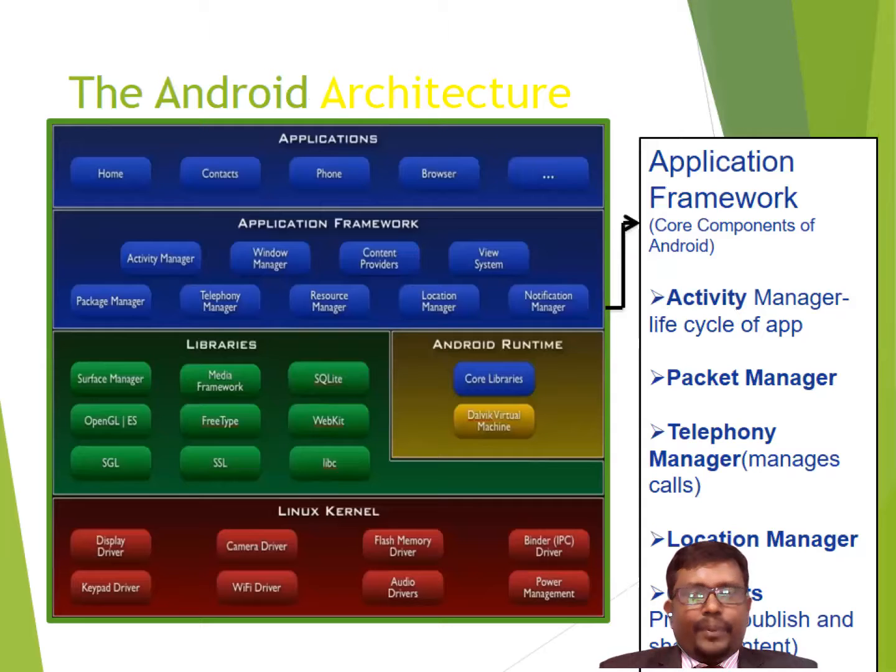Then the next layer is the application framework, right? This application framework, in turn, gives the predefined operations, that is the predefined libraries which are connected with the native libraries, right? So the activities that you want to perform, you can invoke those functions in the applications, right?